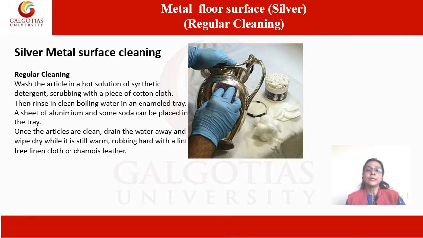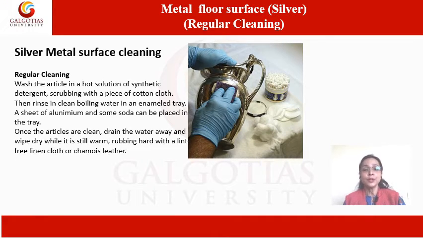Under this regular cleaning method, how is the silver surface being cleaned? For the regular cleaning, we need to wash the article in a hot solution of synthetic detergent, scrubbing with a piece of cotton cloth. Then rinse in clean boiling water in an enamel tray. A sheet of aluminium and some soda can be placed in the tray.